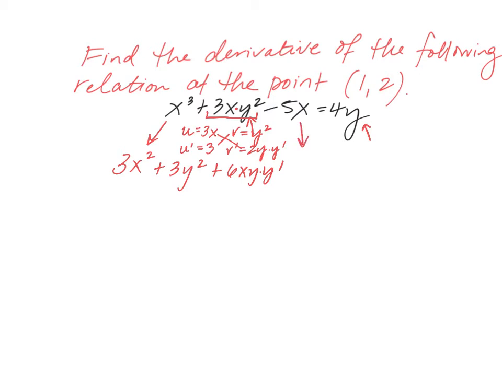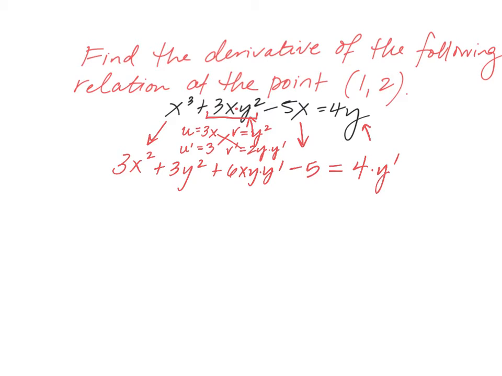The derivative of 5x is minus 5. And that's equal to the derivative of 4y. The derivative of 4y would be 4. And then we need to multiply by the derivative of the inside, whatever that y function is. So we call that y prime.